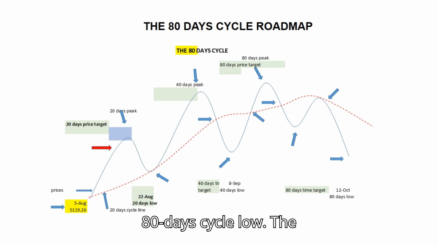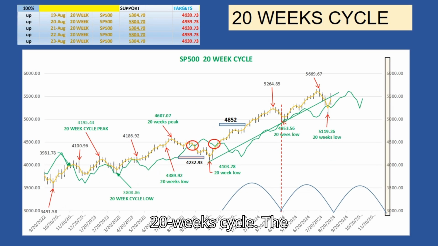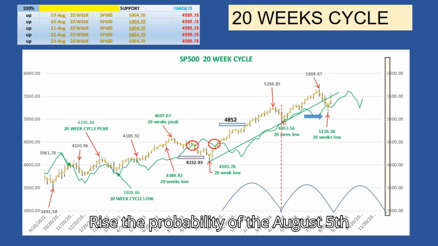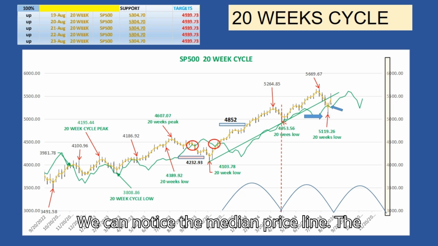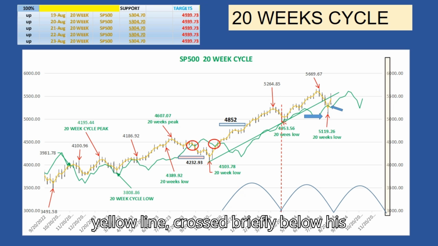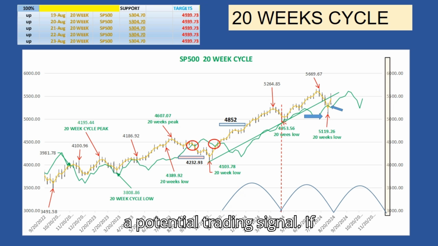The 20-week cycle. The rebound from the August 5th low. Rise. The probability of the August 5th low being a 20-week cycle low. We can notice the median price line, the yellow line, crossed briefly below its cycle line and crossed back above the next week. This invalidates a potential trading signal.